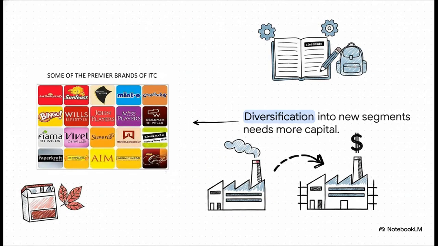Factor 6 is diversification. Now, what's really interesting about this is what happens when a company branches out into entirely new products. A brilliant example here is ITC. They traditionally dealt in FMCG and tobacco. But when they diversified into making Classmate notebooks, they couldn't just use their old cigarette machines, right? They had to build entirely new manufacturing facilities from scratch. So diversification leads to a sudden, high requirement for new fixed capital.